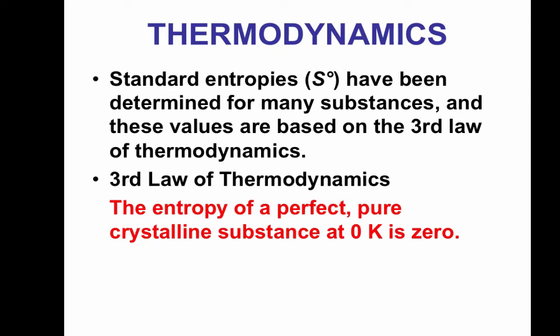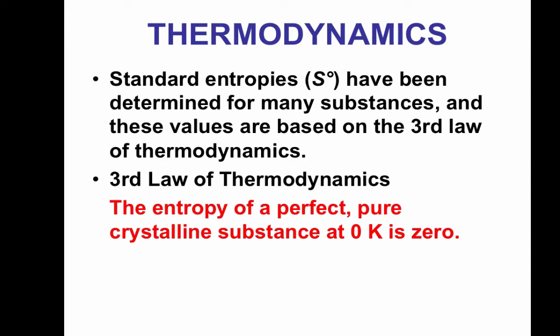The universe seeks maximum disorder. It wants as much chaos as possible. Delta S should be positive whenever you're talking about entropy of the universe. So with entropy, very much like enthalpy, the standard entropies, which is represented as S naught, have been determined for substances, and these values are based on the third law of thermodynamics.